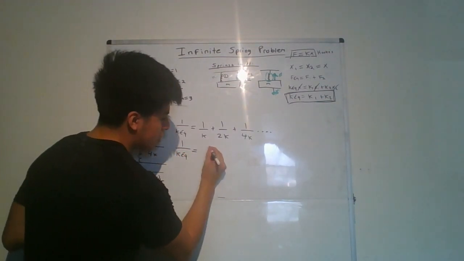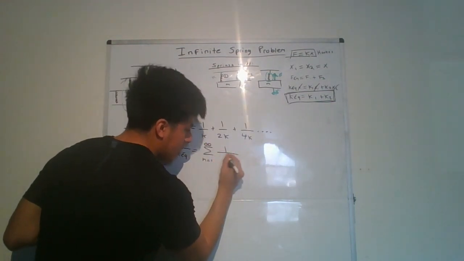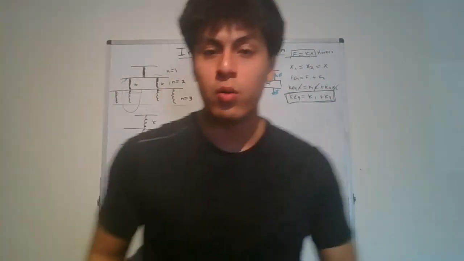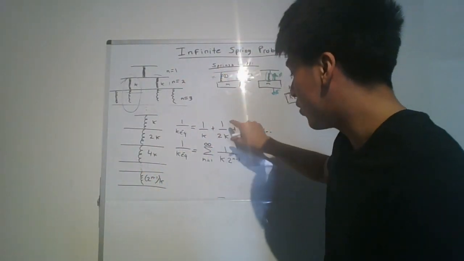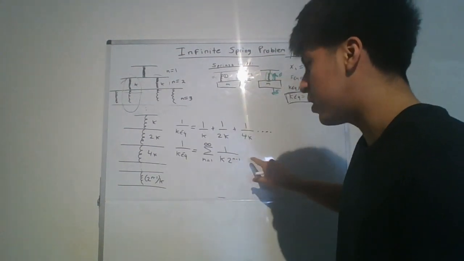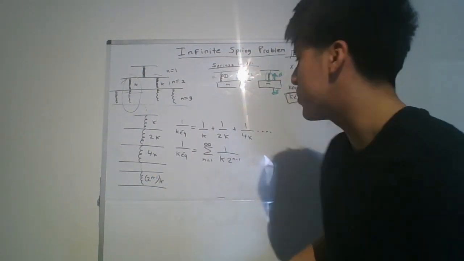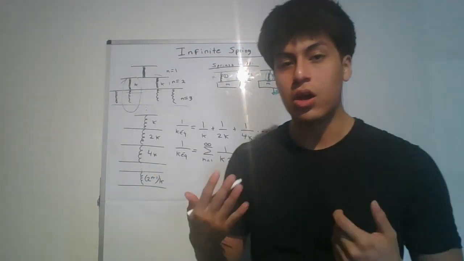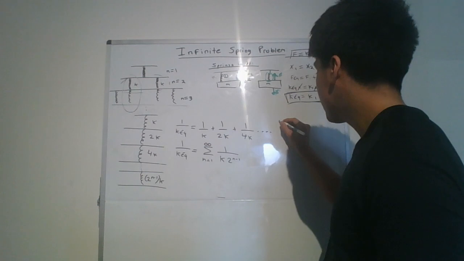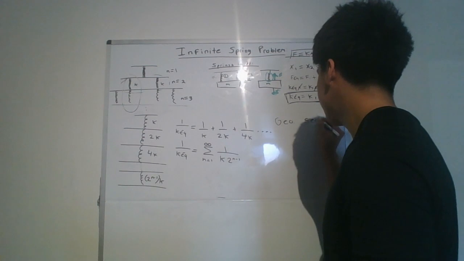So the sum as n is equal to 1 that goes to infinity of 1 divided by k times 1 divided by 2 to the n minus 1. Because here, we're adding up 1 divided by k, but times a multiple of 1 divided by the number of springs. So 1 divided by 2 to the n minus 1 represents the number of springs in each layer that we're adding up. Now this isn't just any series, it's actually a really special series that we see a lot. If you recall, it's a geometric series.